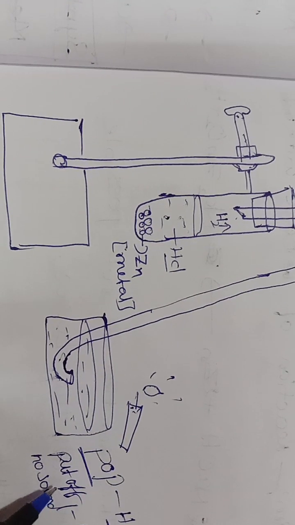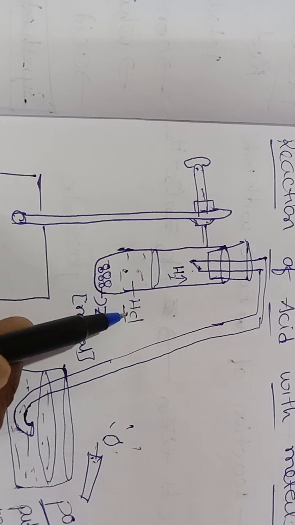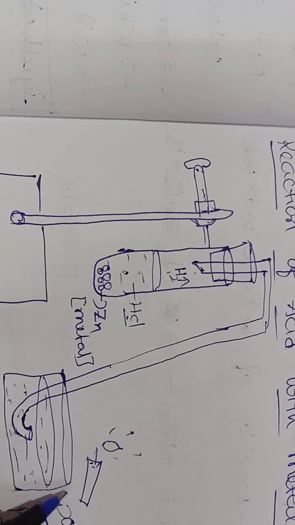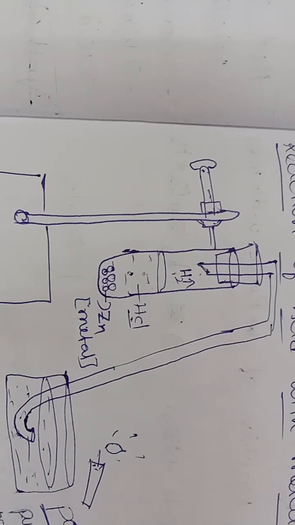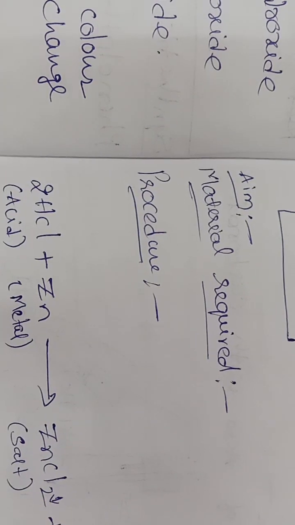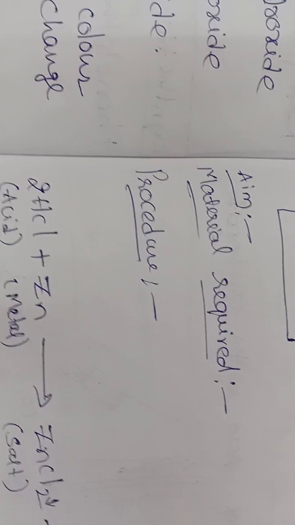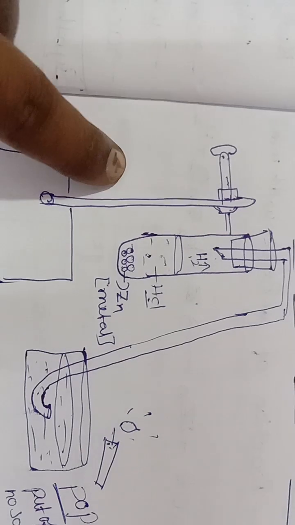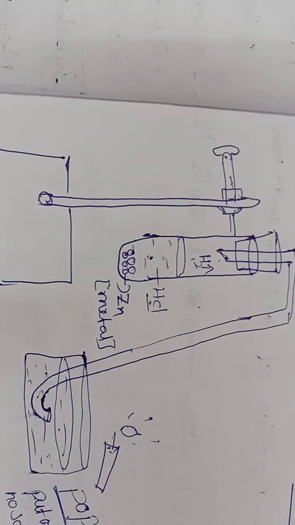From this, what are you concluding? When metal reacts with acid, hydrogen gas is released. How do you check hydrogen gas? If you bring a burning candle or burning matchstick, it puts off with a pop sound. Clear? So we know the general procedure of our lab activity, how to write. Aim: to find the reaction of acid with metal. Material required: whatever is shown in the picture, you have to write. Mainly include zinc and hydrochloric acid, stand, retort stand, test tube, delivery tube, cork, soap water, and burning matchstick or burning candle.